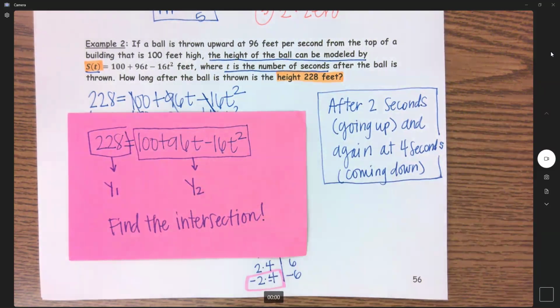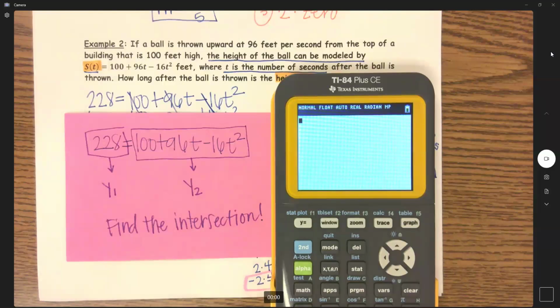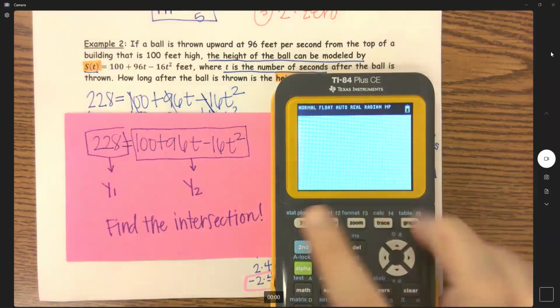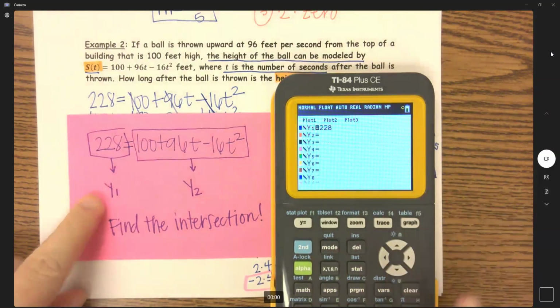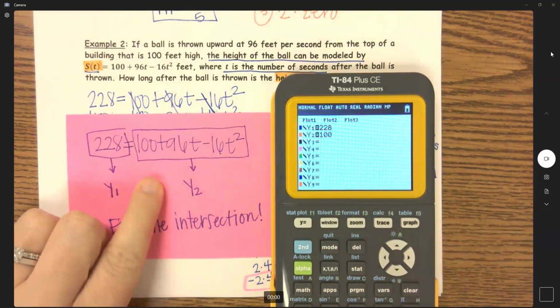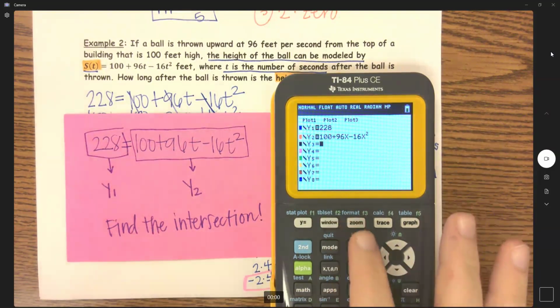Okay, so let's try. So what do we want to do? Okay, y equals, we'll put y1, 228, and then my y2, 100 plus 96x minus 16x squared in here. Now, I know what my answers are. It's 2 and 4, but let's say we didn't know what the answer was.